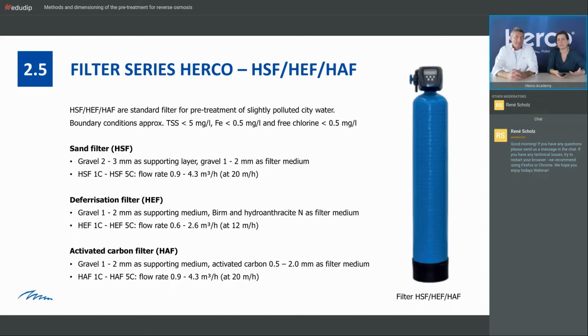It's a very simple one, easy to install, easy to operate. You see here the flow rates, so they all go up to about 4 cubic meters. You can see also here that for the sand and the activated carbon filter we use a design filter velocity of 20 meters per hour, and for the iron removal filter, it's lower. Keep that in mind because we'll explain later why that is so.